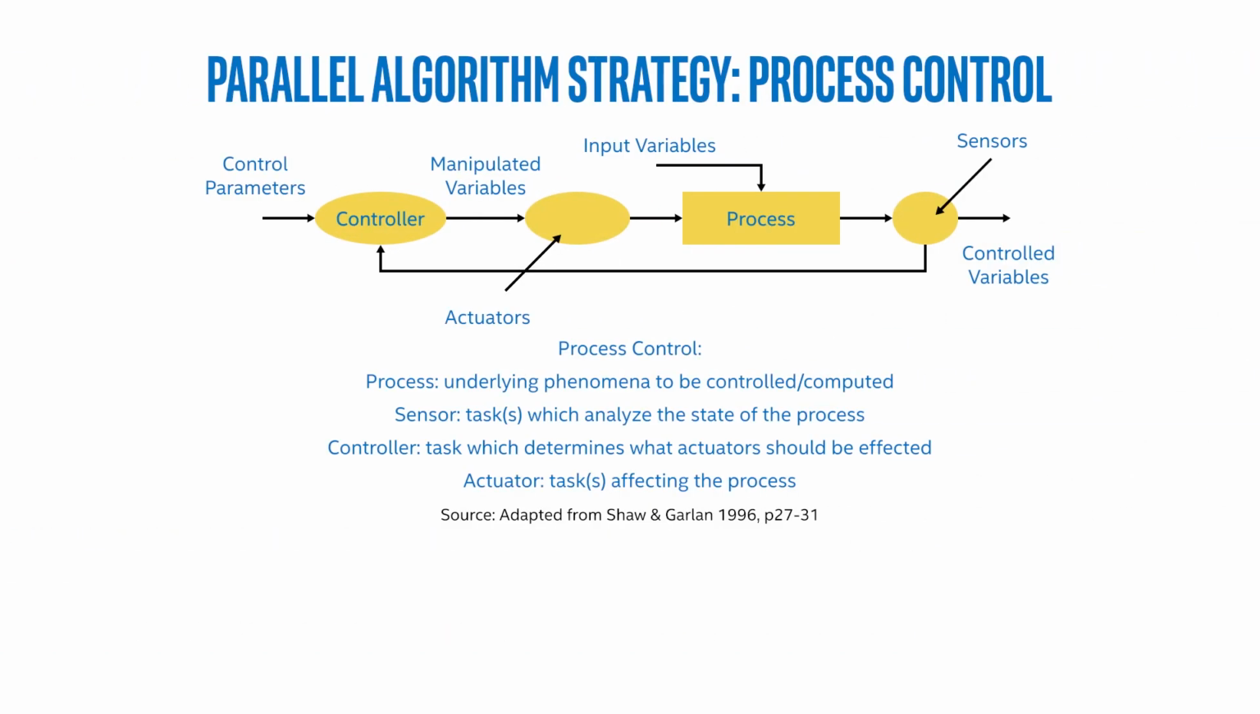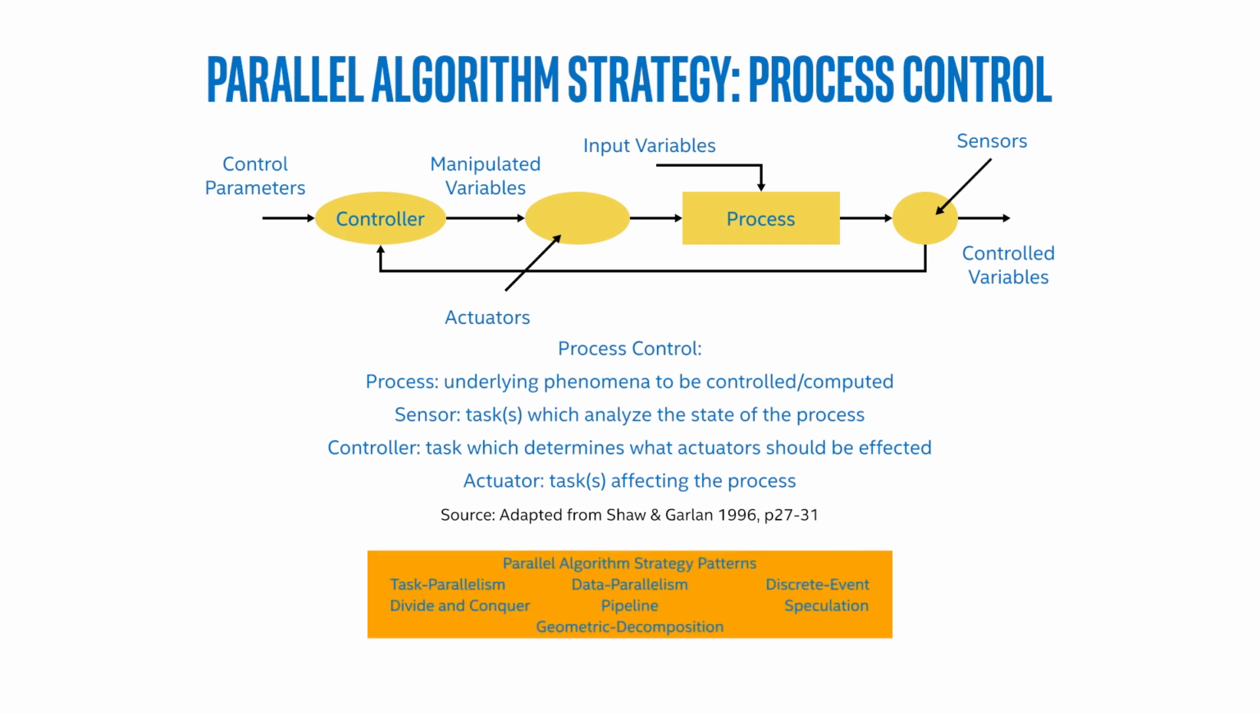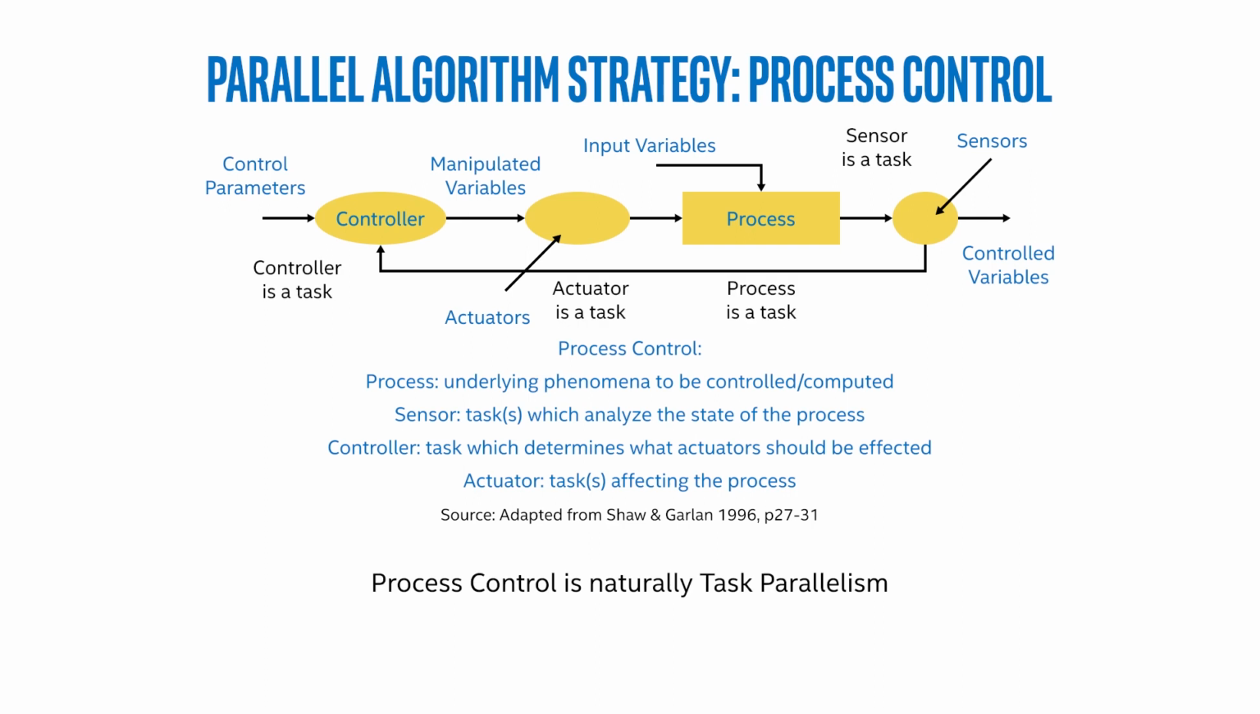How about process control? What kind of parallel algorithm strategy can we apply to process control? Well, process control is naturally task parallelism. We can look at the controller, the actuator, the process, and sensors all as independent tasks. Can we think of any other variety here?